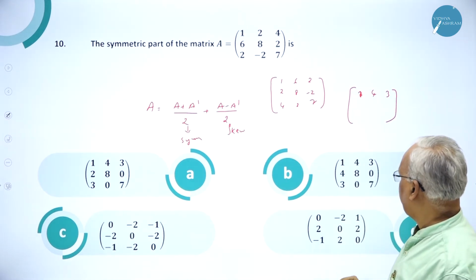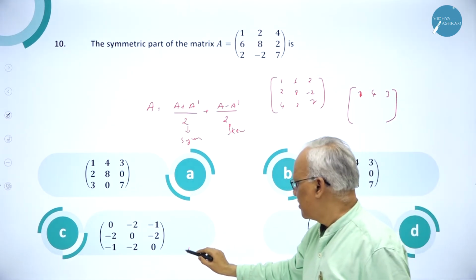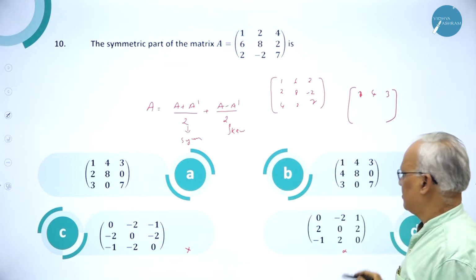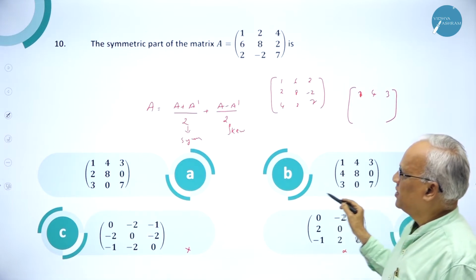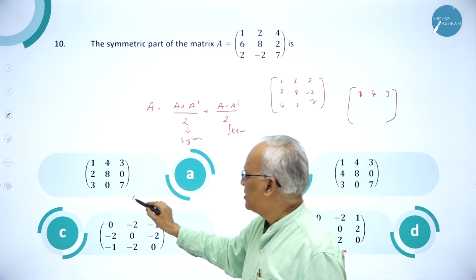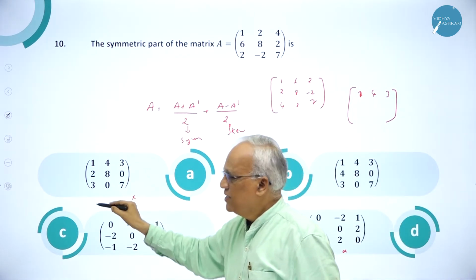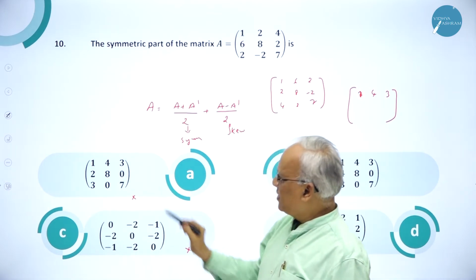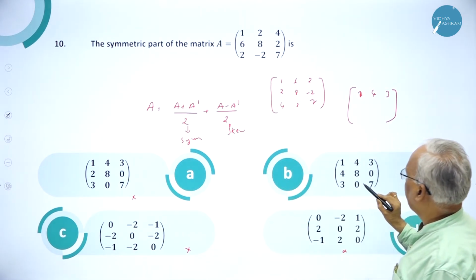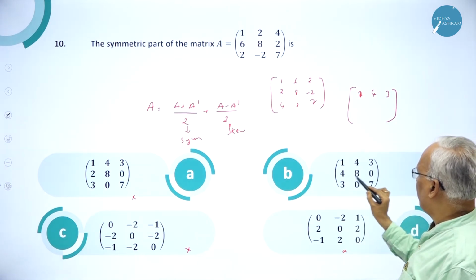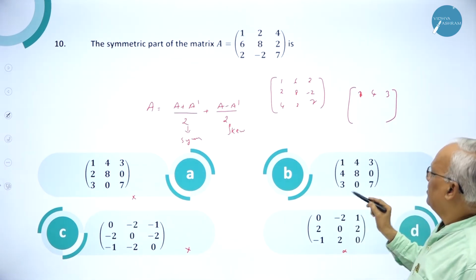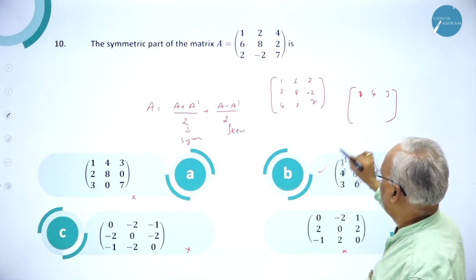Where do you find 1, 4, 3? This is not the answer, this is not the answer; I can easily eliminate them. Once you select this, you can eliminate this also because it is not symmetric. 1, 4, 3 is not the same as this. So straight away you can go to this answer. Symmetric part 1, 4, 3, 4, 8, 0, 3, 0, 7. You can go to the answer B easily.